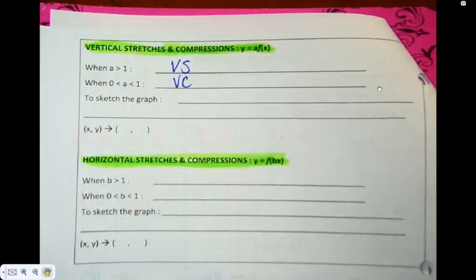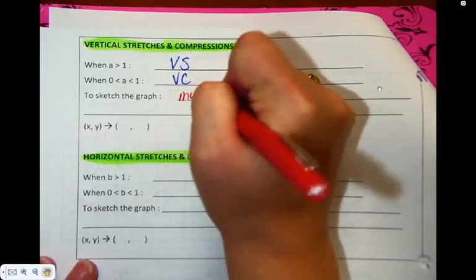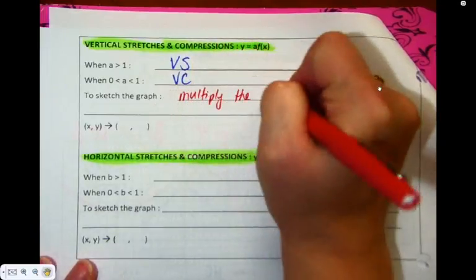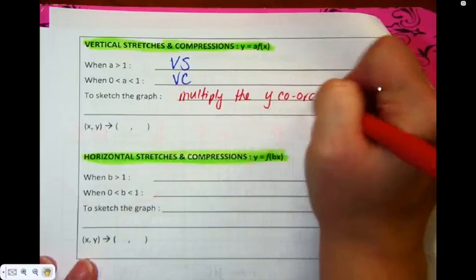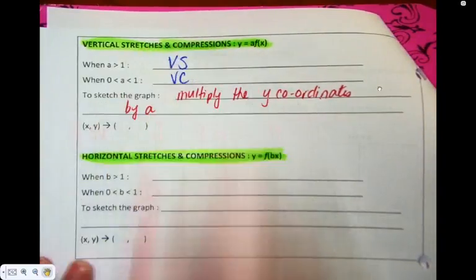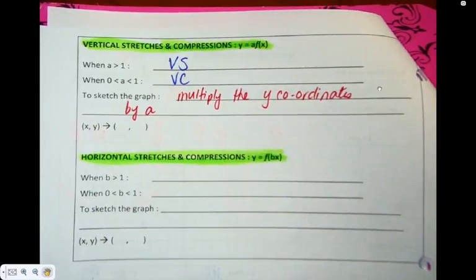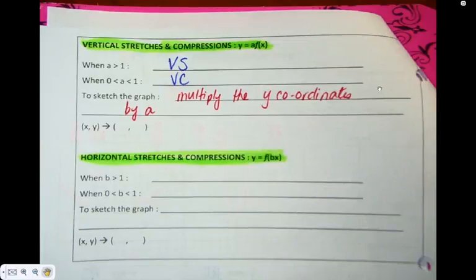To sketch the graph, this is the key, so I'm going to switch to red because this is super important. What you're going to do is multiply the y coordinates by A. Whatever that number happens to be, you're going to multiply the y coordinates. Why the y coordinates and not the x? Because it's vertical, and all things vertical affect y, because it's the y-axis that's vertical.